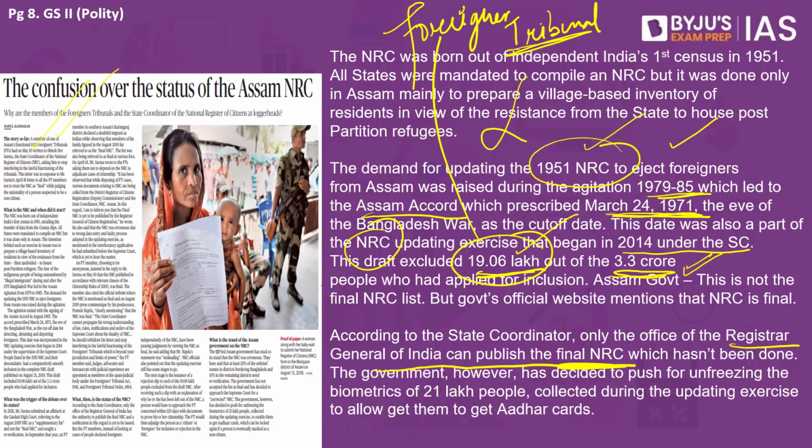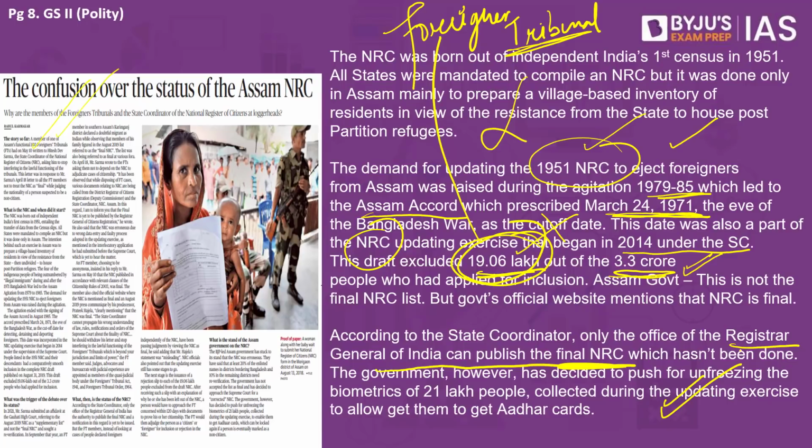What also had happened was that these 19 lakh people who were not able to prove their citizenship, the government had said earlier that they will not be allowed to get an Aadhaar card. Their biometric data was frozen by the government. But now the government has unfrozen their data and has allowed these people also to get Aadhaar cards. So even today there is no complete clarity over what is happening with the NRC.